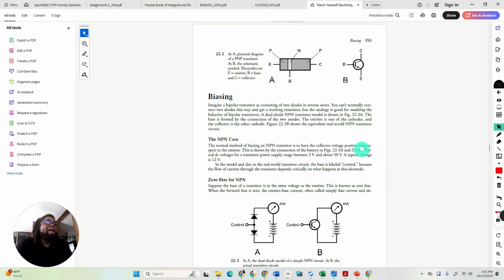He talks about biasing, a very important topic, one we covered before because we talked about diodes. Okay, now, again, I'm just going to be brief about this. Remember, a transistor is basically two diodes that are put together opposing each other, just like we see here. This is how he has it illustrated.